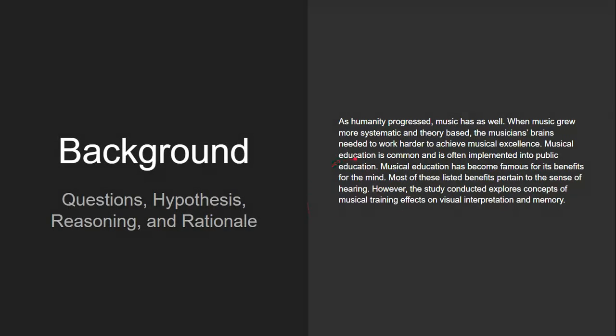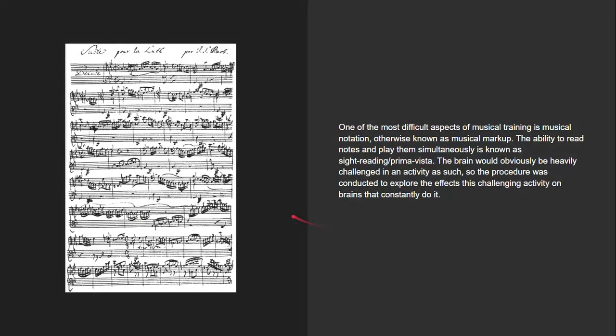So some background is that as humanity's gotten more advanced, music has as well. So musicians' brains need to develop further to achieve that musical excellence. In this experiment, we want to focus on how it affects the brain's visual interpretation and its memory. So sight reading is reading musical notation and playing your instrument at the same time.